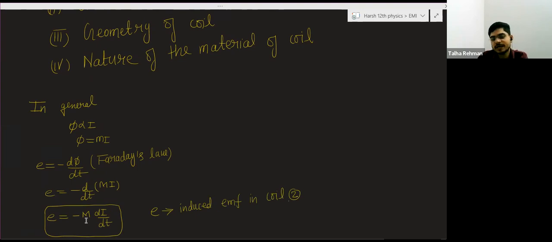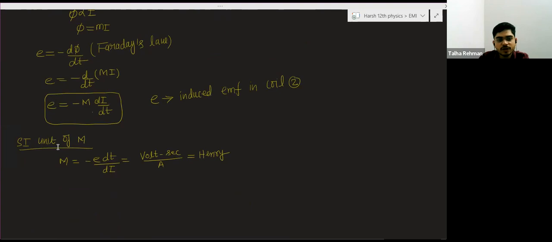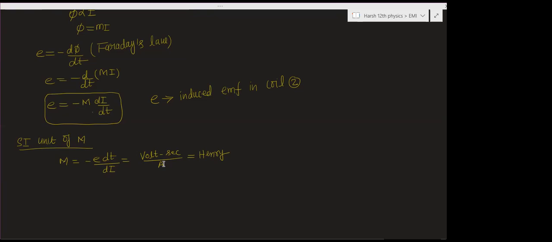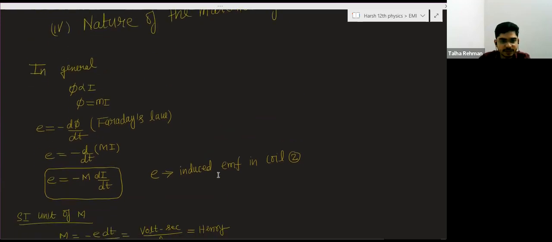From this formula, we can calculate the unit of this coefficient of mutual induction. When we rearrange, it becomes E into dt divided by di. The unit of E is volt, the unit of dt is second, and the SI unit of current is ampere. So volt second per ampere is known as the Henry.